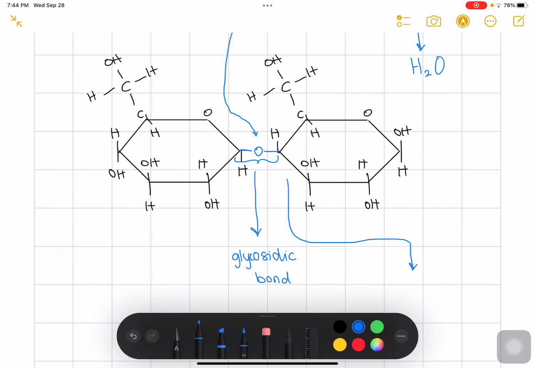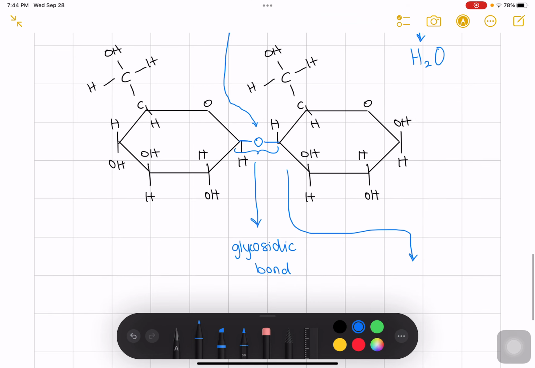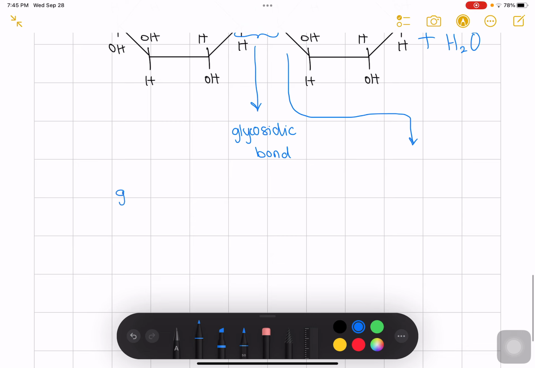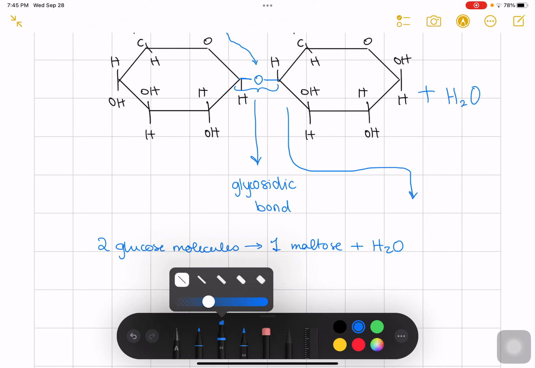Okay, so these two glucose molecules were bonded by a glycosidic bond through a condensation reaction to form maltose plus H2O as a byproduct. That is very important. It's a key idea. So, two glucose molecules perform the condensation reaction to result in one maltose plus one water molecule. That's basically the gist of what just happened.